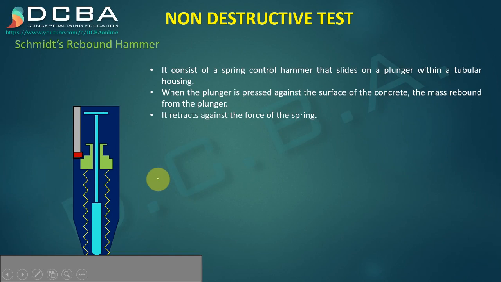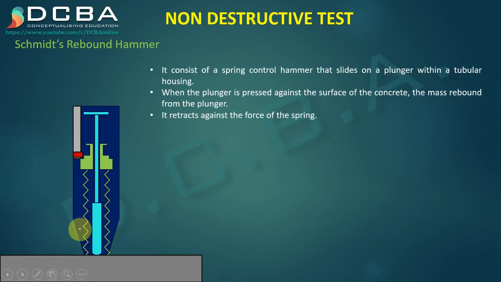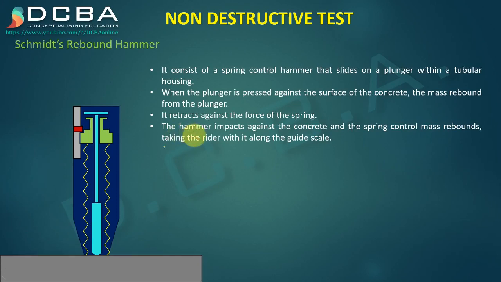Now when the mass goes up, I have only shown partly how it has gone up, but it will go further up and it will take this rider along with it. So the total animation would be like this. When this mass moves up, it does not move only till here, it moves up above and it takes the rider along with it. Wherever this rider rests on this graduated scale, that is going to give you the rebound number.